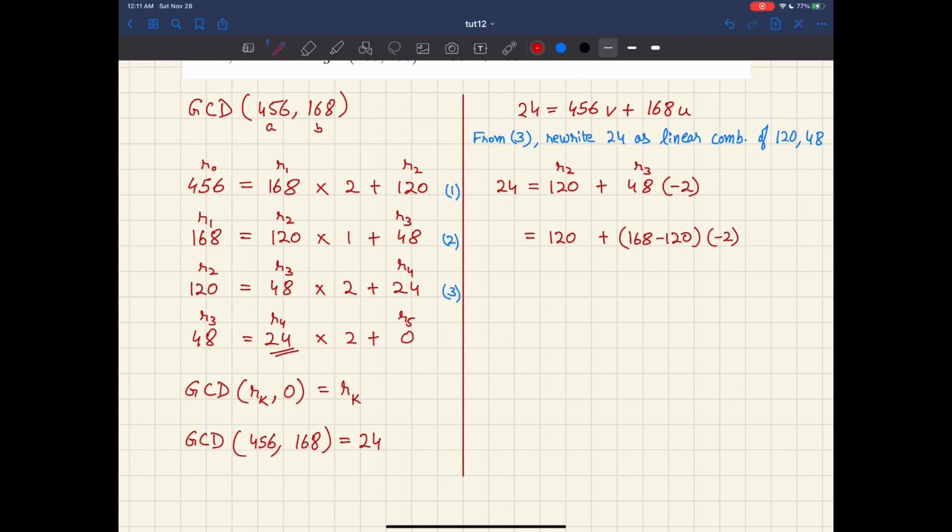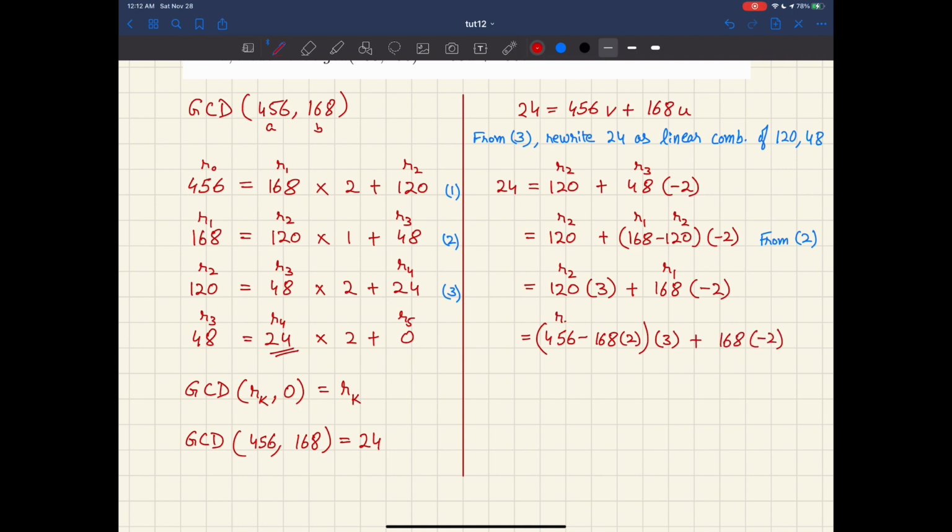Now from equation 2, we rewrite 48 as a linear combination of 168 and 120. Now we simplify this. So this would be 120 times 1 plus 120 times 2 from the second part. So this is 120 times 3 plus 168 times minus 2. Now we have R1, all we need is R0. So we rewrite R2 as a linear combination of R0 and R1.